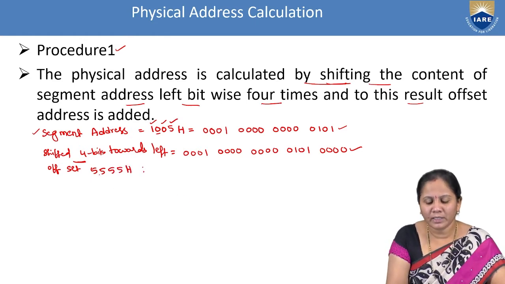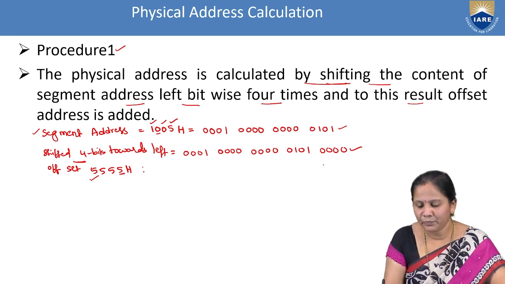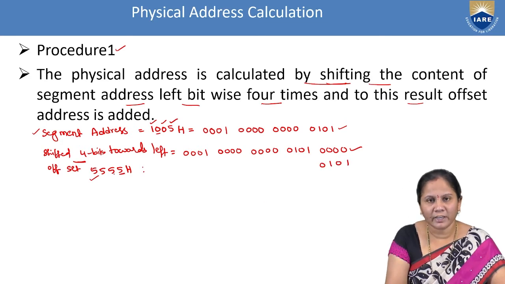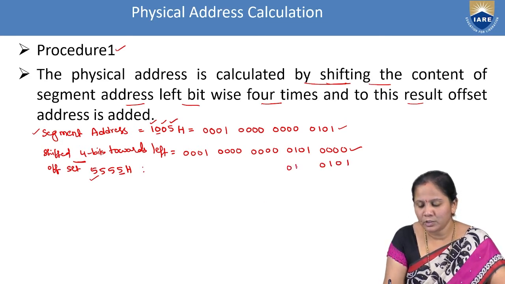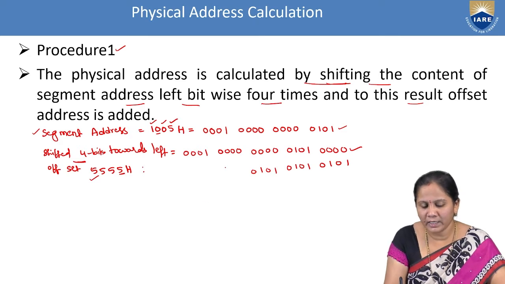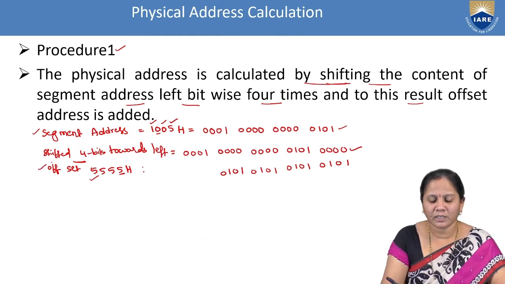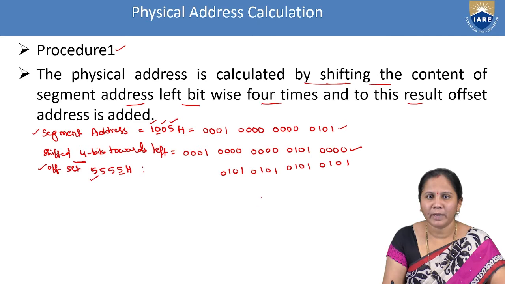Okay. So we have to write this offset value first in the form of binary. Here the value of 5 in binary is 0101. Next is again 5, 0101. Next again 5, 0101. And next again it is 5, so it is 0101. Okay. So this is the offset address which we have written again in the form of binary.